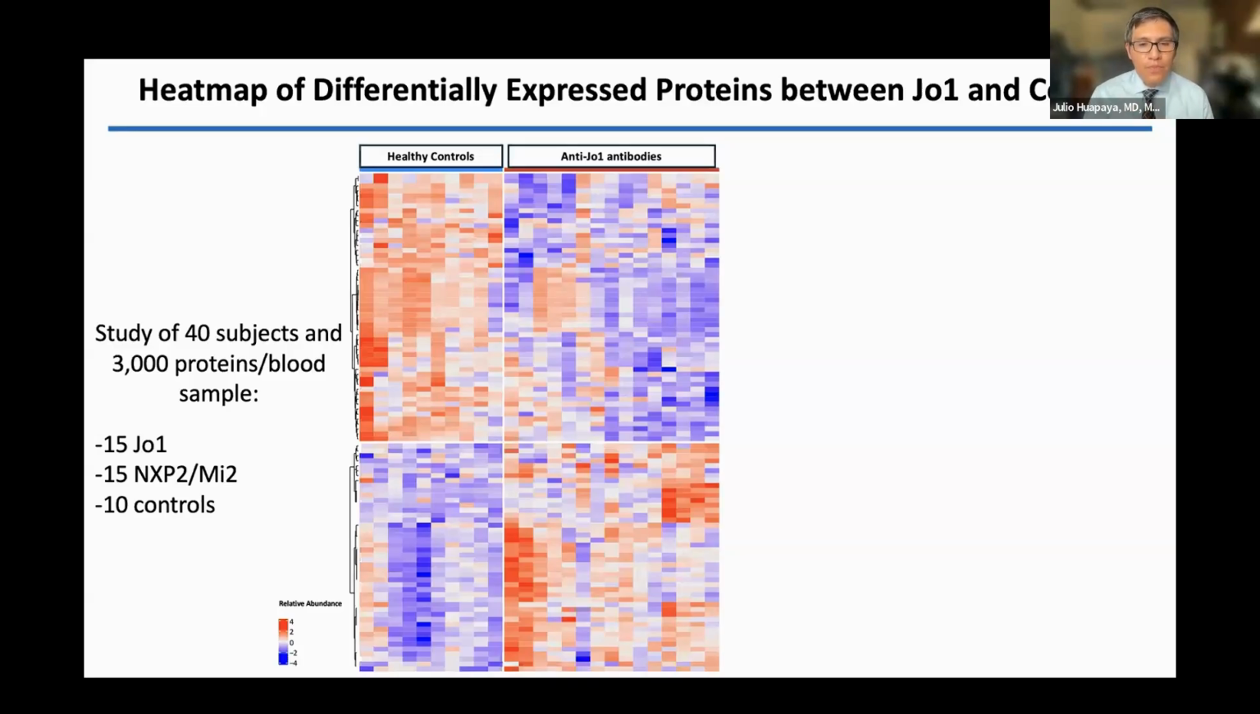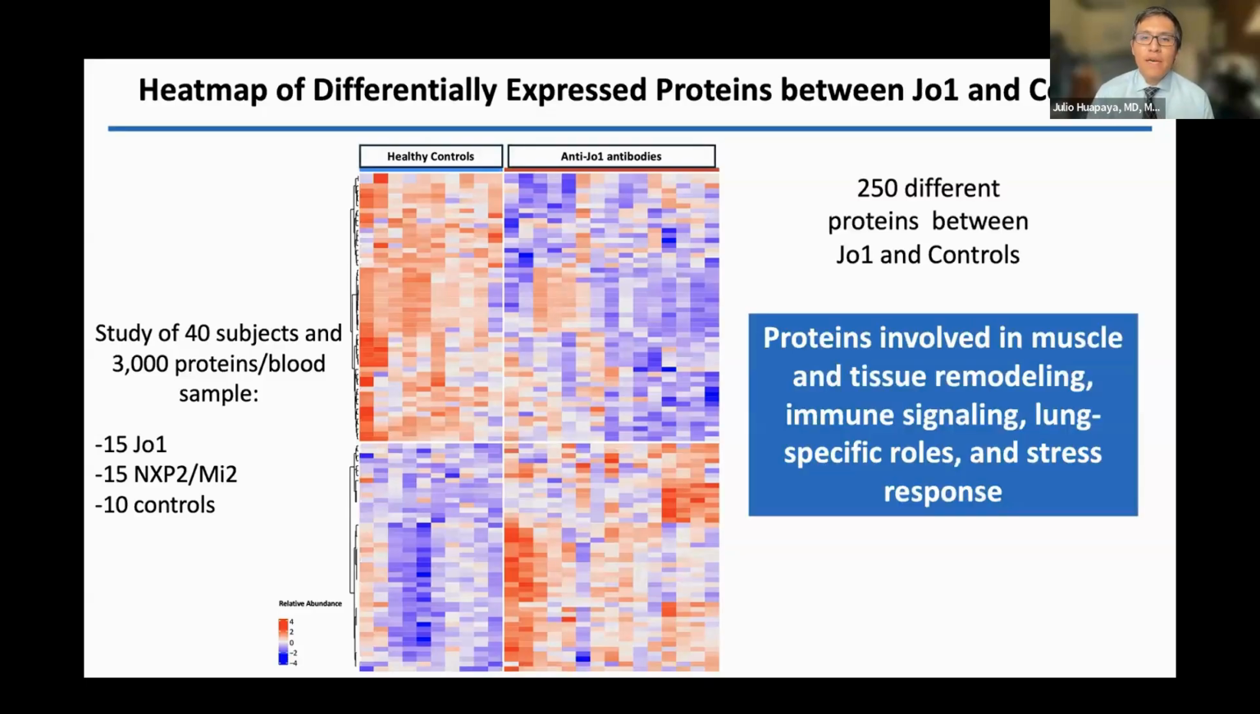And the figure I'm showing you, it's a heat map. This heat map has the healthy controls on the left, the patients with myositis and a Joan antibody on the right. And each column represents a patient. Each row represents one protein. And what you see is that on the lower right, there's a lot of red. So these are proteins that are upregulated in Joan patients compared to controls.